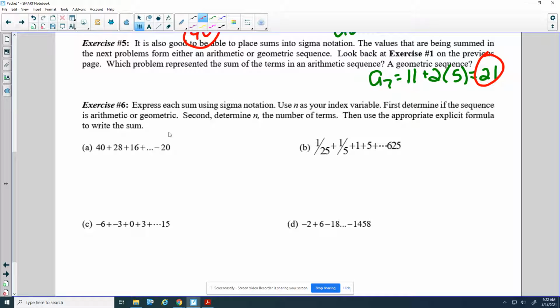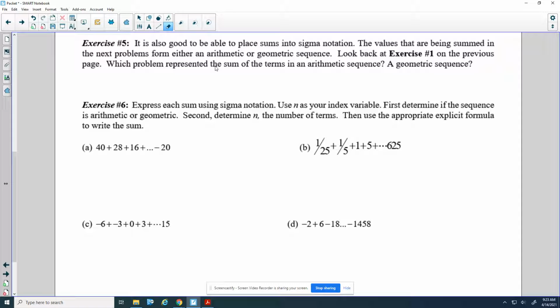So we're looking at the very end of this lesson now. It says it is also good to be able to place, I'm reading exercise 5, to place sums into sigma notation. The values that are being summed in the next problems form either an arithmetic or geometric sequence.